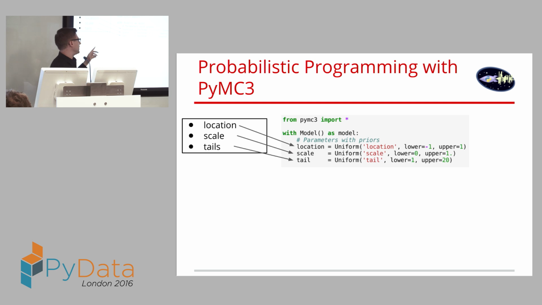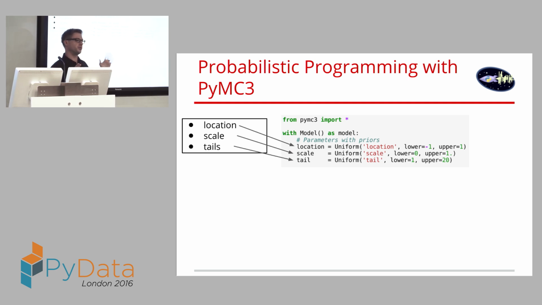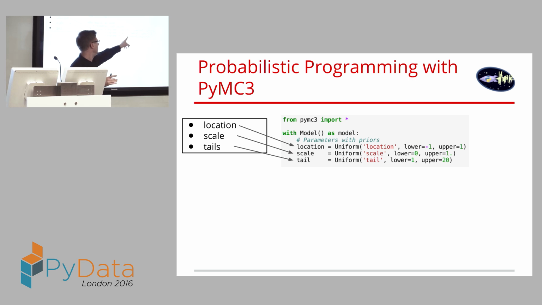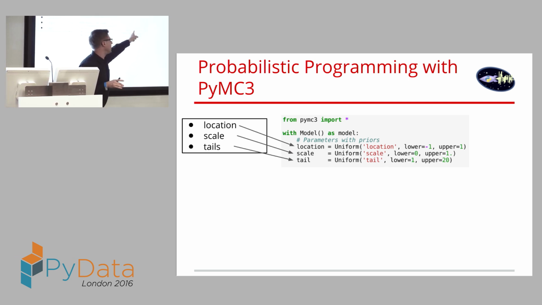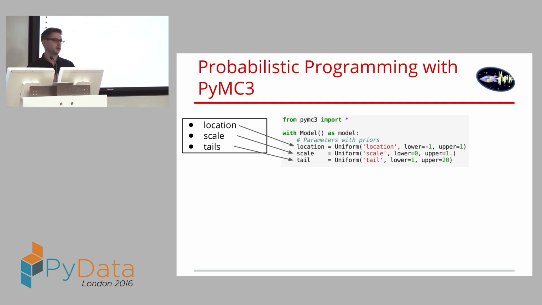So in reality, I might place a normal distribution around that. But here, I'm just going to say, OK, it's a uniform distribution with assigning equal probability to all different parameter values in this range. From minus 100% to 100%, scale can only be positive. So I'm setting the lower bound to 0. And the tail parameter can also only be positive, so I'm saying that is 1 to 10.